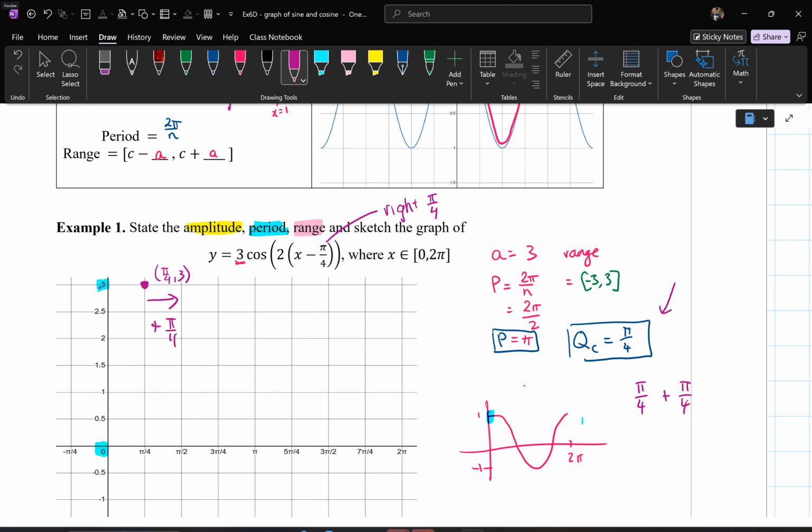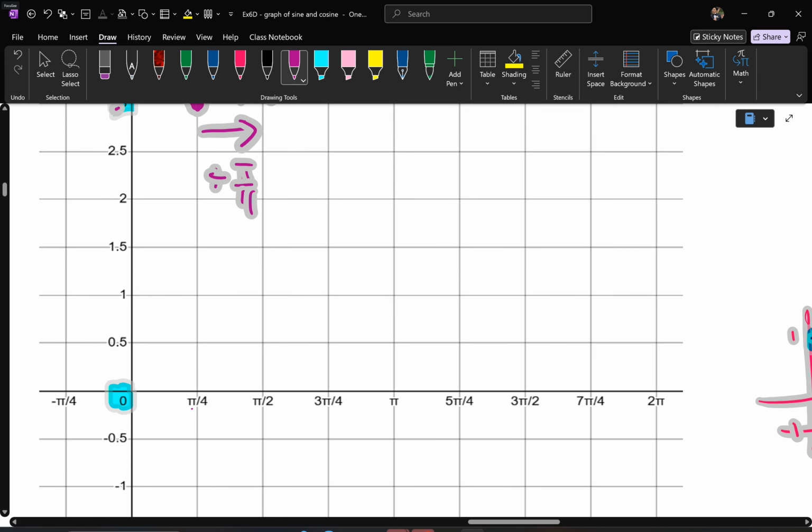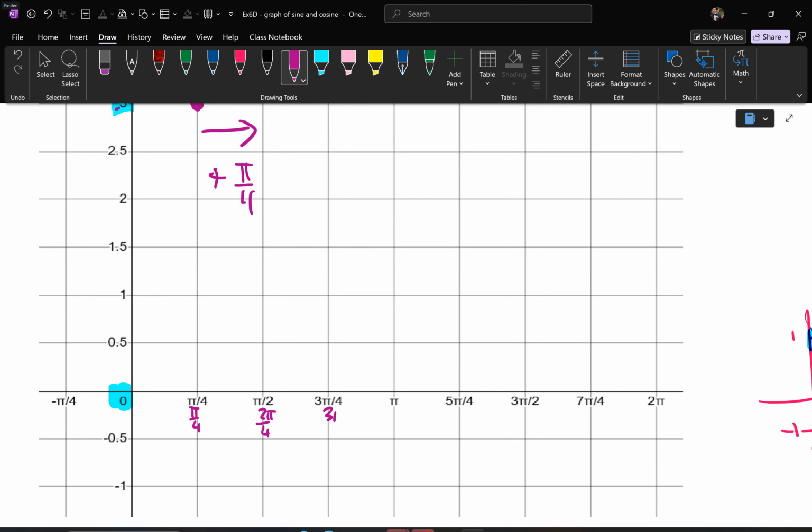notice that denominators are already the same. All I'm really doing is saying the scale should be in pi on 4s. Since I'm just adding on pi on 4, that's adding on an extra 1. So as long as the scale is in pi on 4, this is 1 pi on 4, this is 2 pi on 4, this is 3 pi on 4, this is 4 pi on 4, this is 5 pi on 4, and you can write this all the way up. You can go as much as you need.